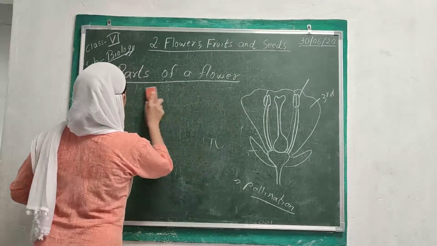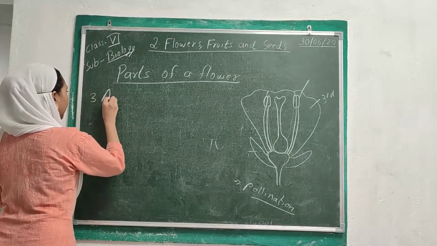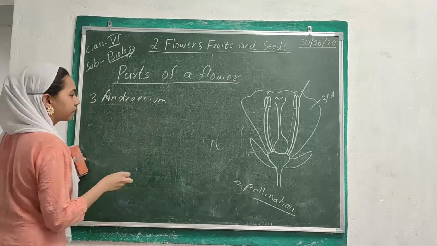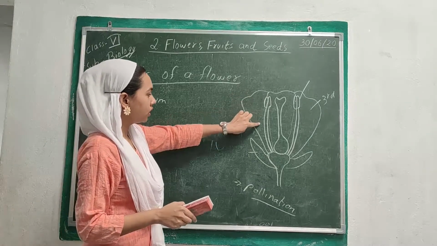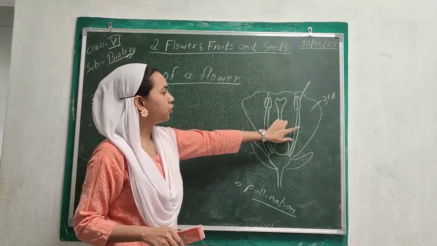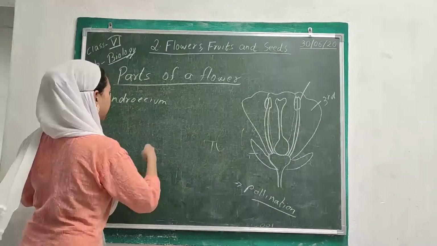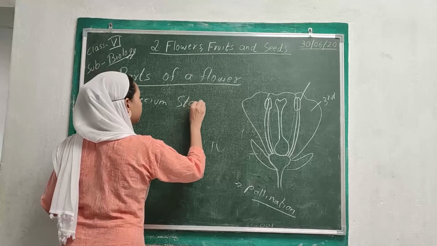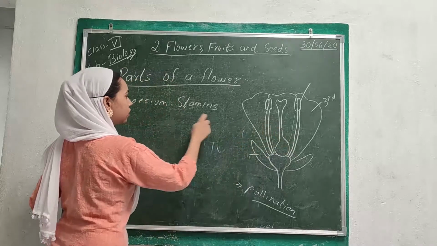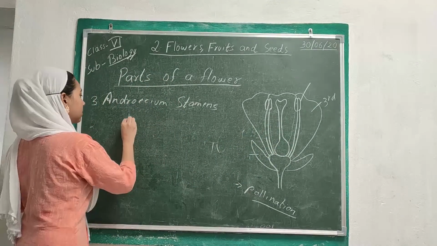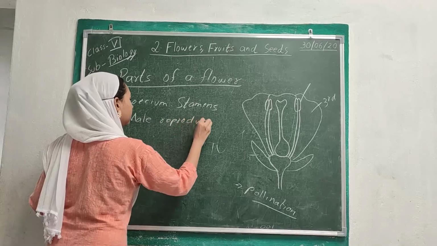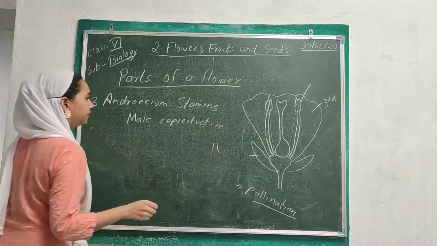So two of the parts are done. The third part is the androecium. Now this long thing that you see here is the stamen. See here, one stamen is there, two stamens. This is the male reproductive part. The androecium is made up of stamens, so more than one stamen together is called androecium. This is the male reproductive part of the flower.